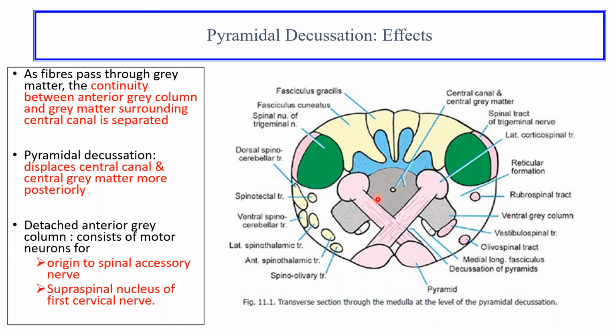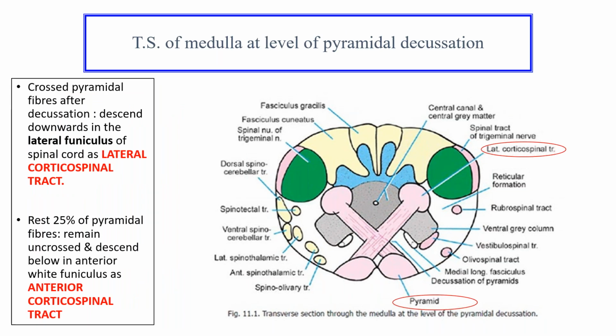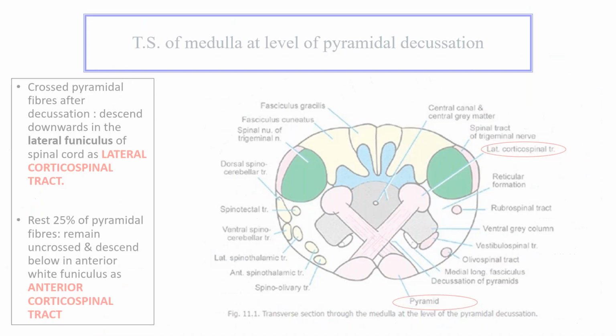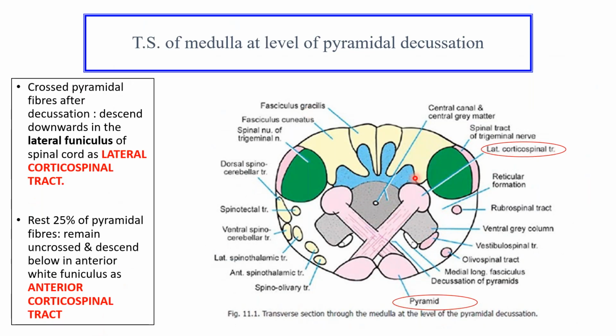The detached anterior gray column will consist of the motor neurons for the origin of the spinal accessory nerve and the supraspinal nucleus of the first cervical nerve. We have already discussed how the lateral corticospinal and anterior corticospinal tracts form after the decussation. So this is how we have completed the transverse section of the medulla, and then the placement of the tracts.